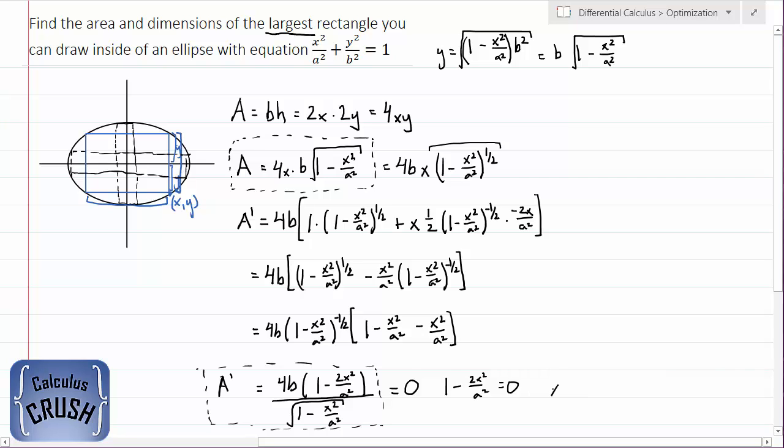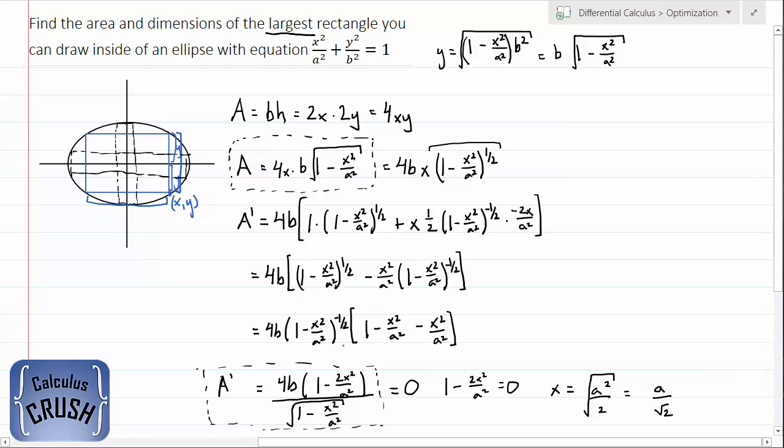So if we solve for x, we get a squared over 2, and that whole thing is square root, which is equal to a over square root of 2. So when x is equal to a over the square root of 2, we have a minimum or maximum area.